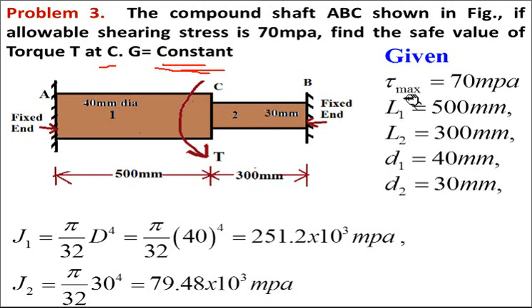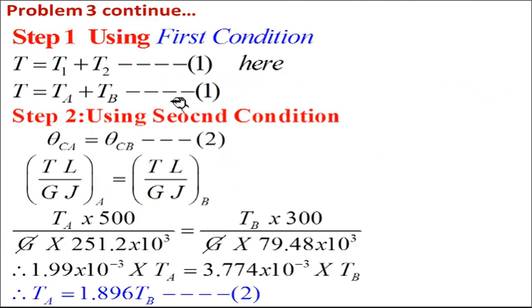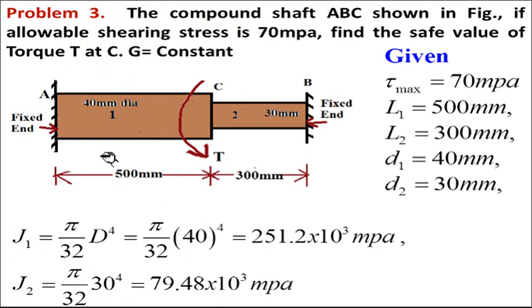Okay. So given is tau max. Tau max means what? 70 MPa, that is given. Individual length L1 is given as 500 mm, and L2 is 300 mm here. Diameter is given, it is 40 mm here, and here it is 30 mm. So D1, D2, L1, L2 and tau max are given. If the diameter is known, you can find out the polar moment of inertia for both the sections, J1 and J2, and write down the first equation, because both the ends are fixed.